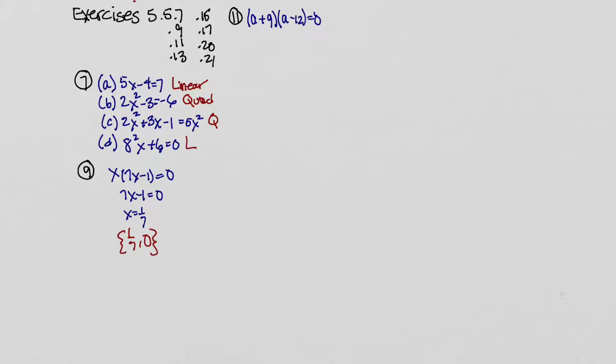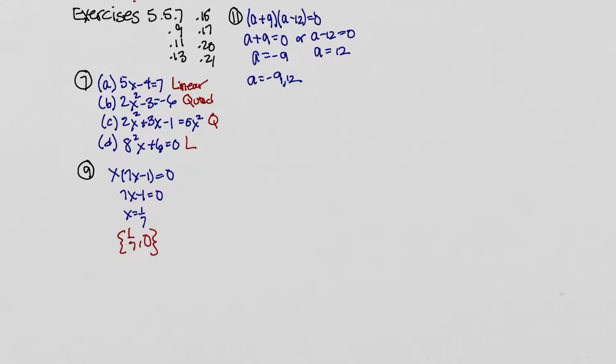In number 11, we're going to solve this equation by applying the zero factor property. So we have this factor times this factor giving us 0. So what could happen here is we could get a plus 9 could be 0, or a minus 12 could be 0. And now we can solve each one of these little linear equations by doing this. Let's subtract 9. So we'll get a equals negative 9. Over here, we'll add 12. A is equal to 12. So our solution set, we're going to say, is negative 9 and 12.